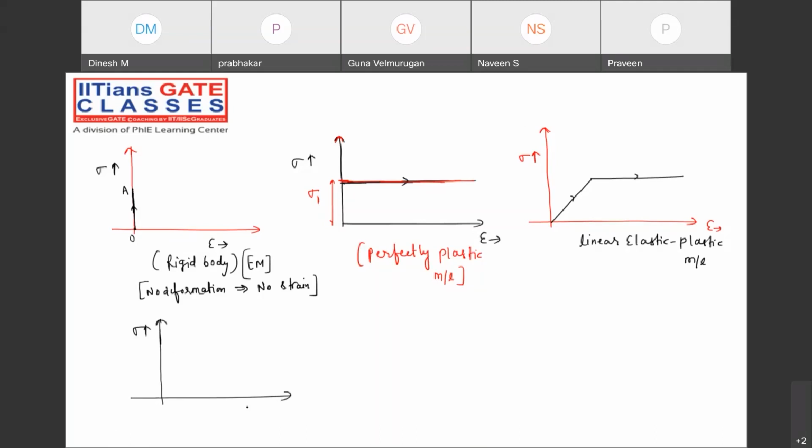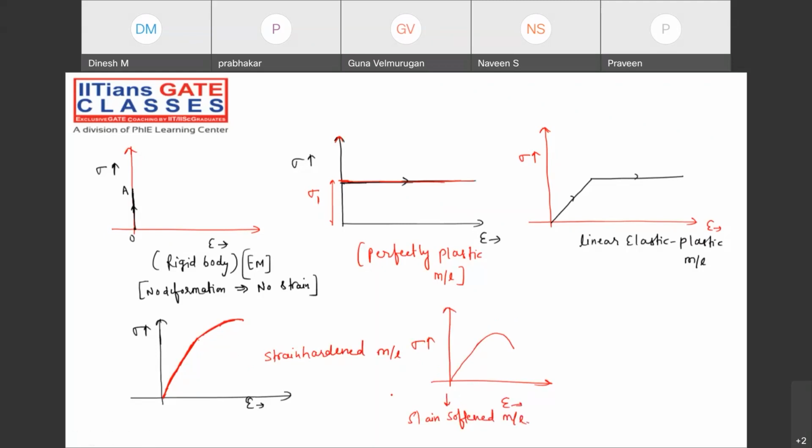Now, the stress versus strain diagram, but you have the plot like this. Linear one initially, but after that it becomes curved and it increases. This type of curve we call a strain hardening curve, a strain hardened material. Whenever we have a curve, stress versus strain, something like this, where there is a downward linear part but then it keeps getting downwards, that is a strain softening material, a strain softened material. Very, very important. Please note down.